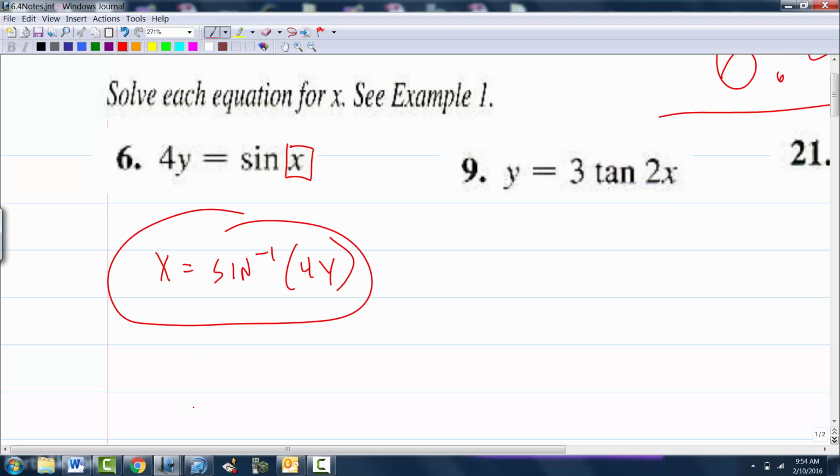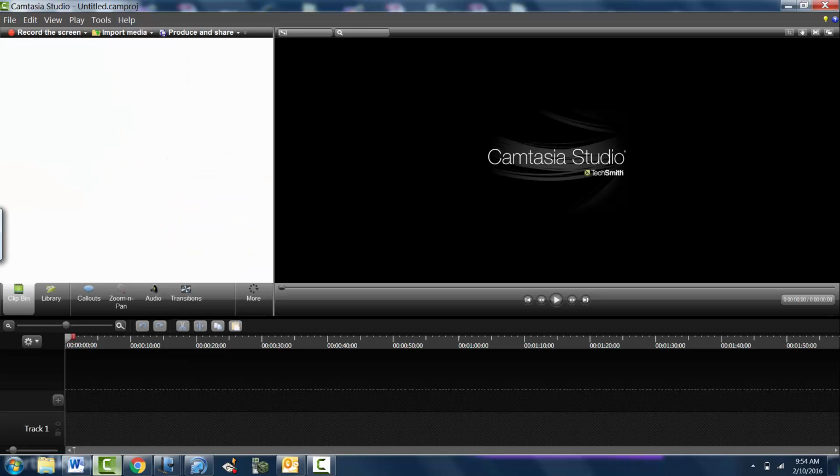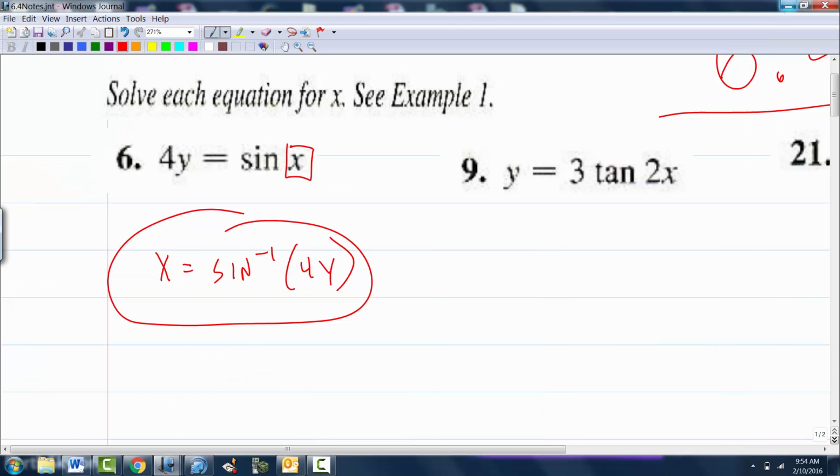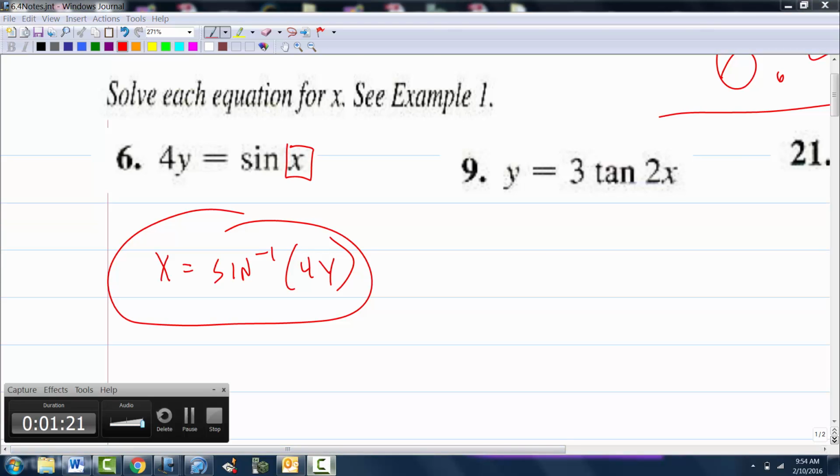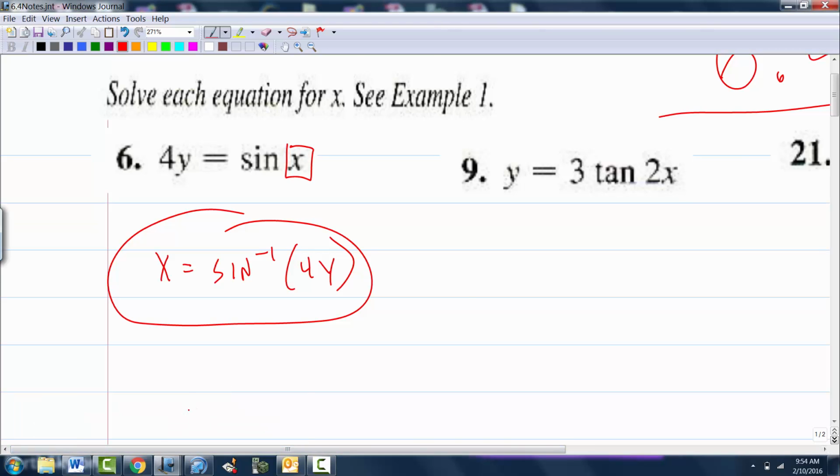Circle your answer. I'll stop to let that sink in your head and see what just happened there. I don't know what I'm doing. I'm out of practice. Can I inverse tan both sides right now? What do you think I have to do first? Divide by 3.